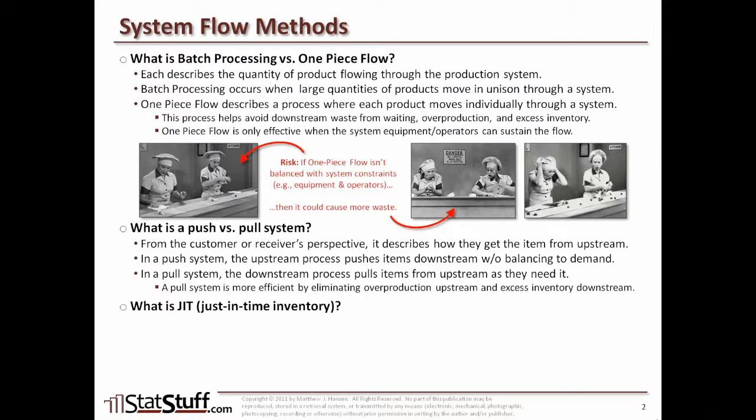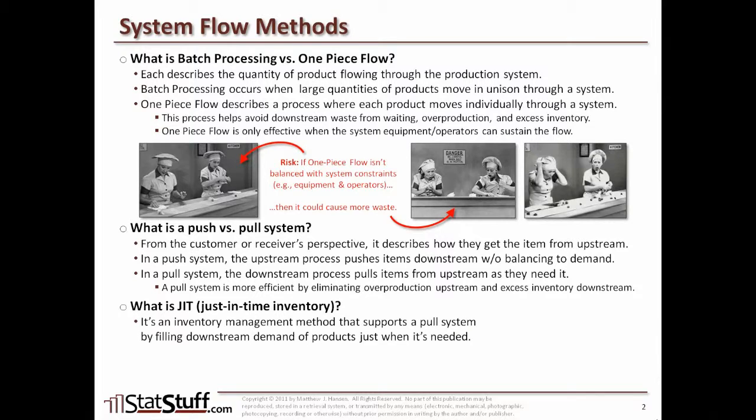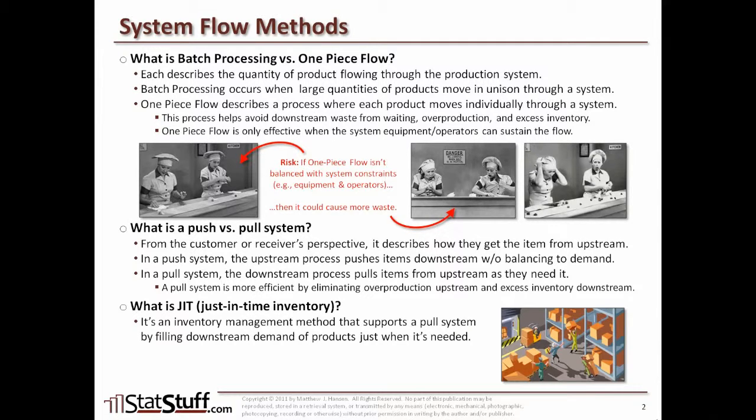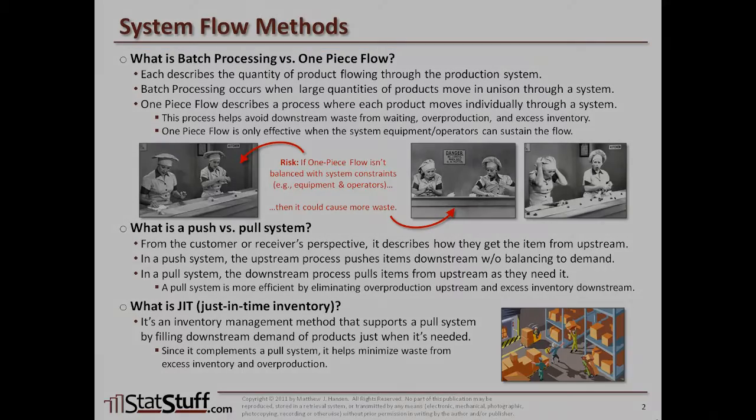Now, another concept to talk about is just-in-time inventory. This is basically an inventory management method that helps support a pull type of system by filling the downstream demand of products just when it's needed. So this is going to complement the pull system, and in that way, again, it's going to help minimize the waste that typically occurs, like excess inventory or overproduction.